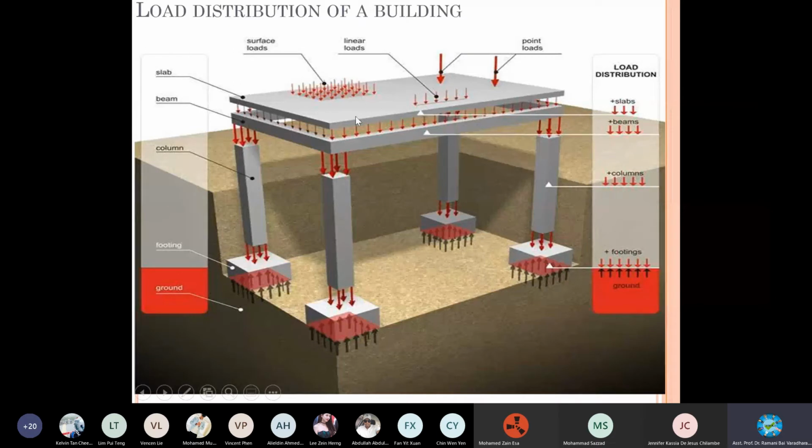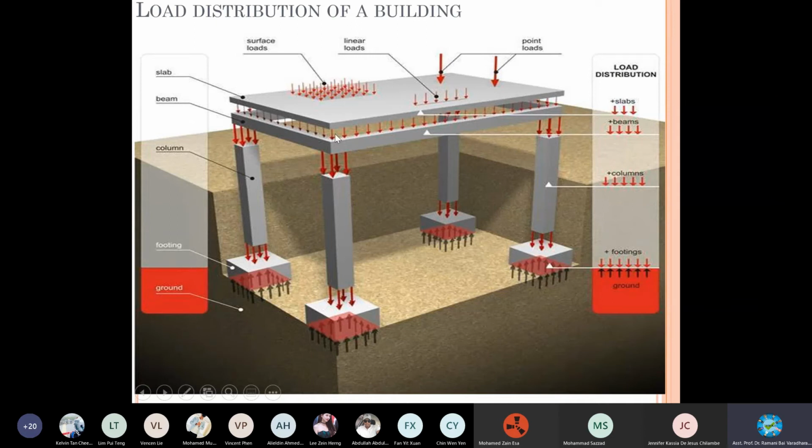Distributed load means, for example, this slab: the self weight of the slab itself is a distributed load, spread all over. This load, together with the imposed load and the self load, will be taken over by the beams. So the load distribution starts from slab to beam in this way, right? The member is continuous, so all through the points it is distributed. It is not acting at a point. You can calculate the net load, but that comes under the design part. For now, try to understand how the distribution is taking place.